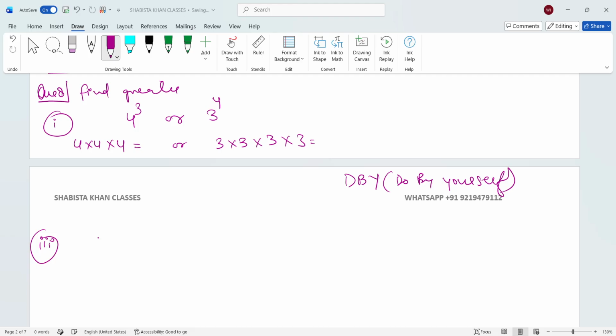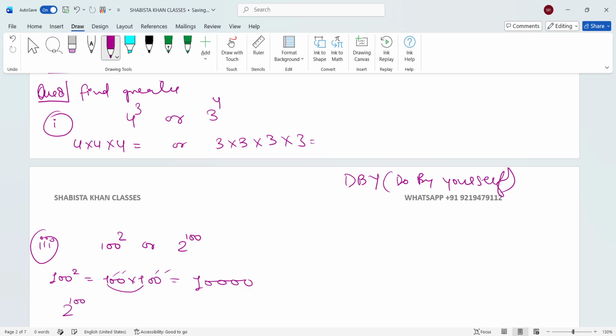We do the third one, 100 square or 2 to the power 100. As we can see, 100 square means 100 multiply 100. So 1 ones are 1. And how many zeros? These are 4. So put these 4 zeros.